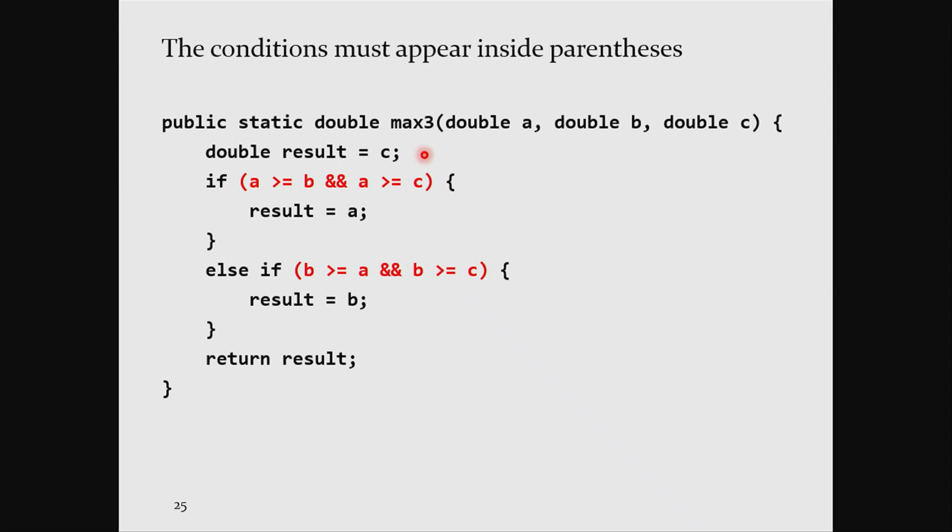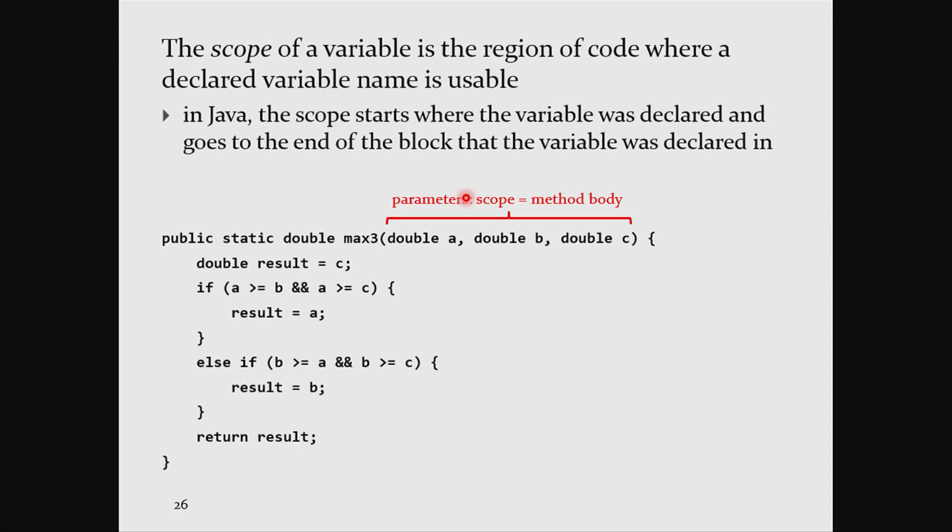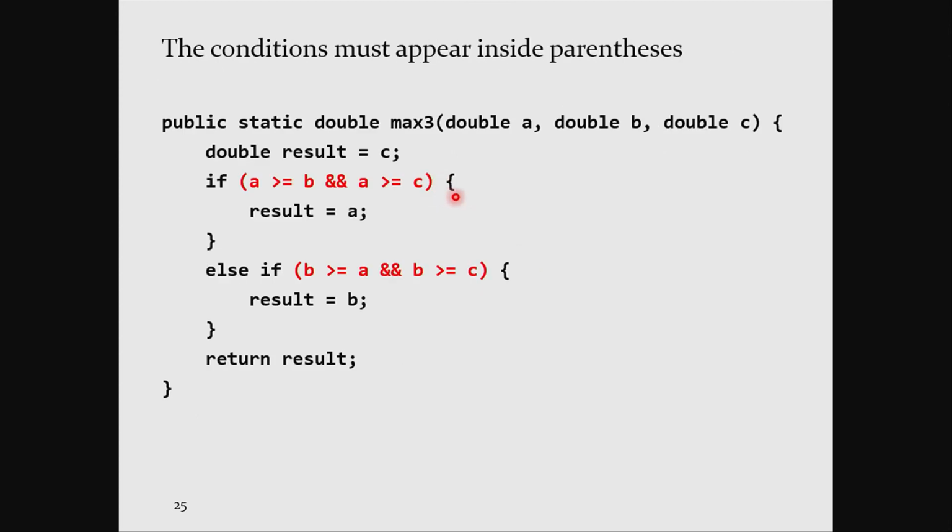OK, in Java, the conditions must appear inside parentheses. So when you write the condition for the if and else if clauses, you must place those in a pair of parentheses. If you leave them out, the compiler will complain. There's no colon either. I didn't put that in. So the colon is not used in Java to delimit the end of the condition. Instead, we're going to use braces.